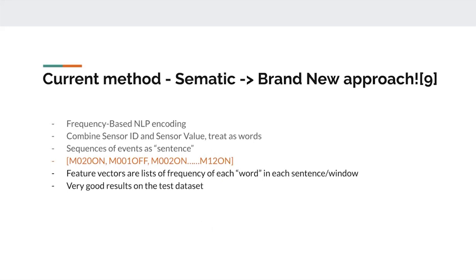There is a brand new approach for HAR in smart home environments, which is semantic. They use the frequency-based NLP encoding to encode features. For each sensor event, they extract sensor ID and sensor value, treat them as a word, and the sequence of events as the sentences. For example, M020 on is one word, representing one event. Many of these kinds of words will form a sentence. The feature vectors are lists of frequency of each word in each sliding window. This is also one kind of automatic feature. They use fully connected networks to do the end-to-end classification and achieve very good results.